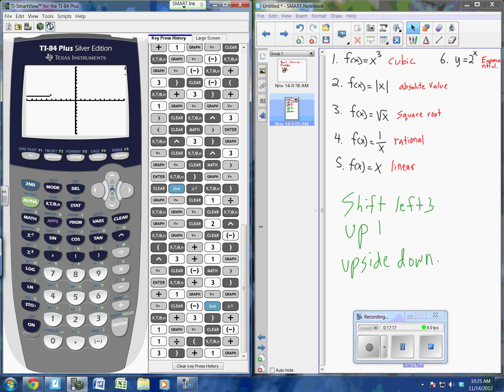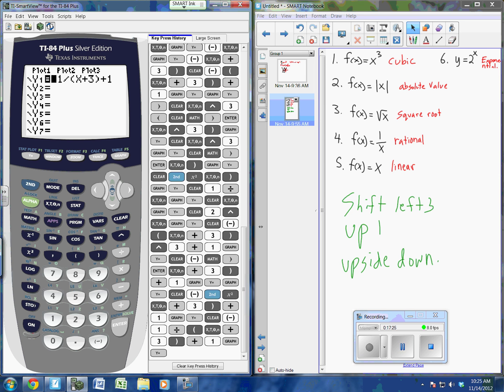Did you get this graph right here? Then you got the wrong graph. Negative 1 divided by, in parentheses, x plus 3, because you replace x with x plus 3. So anytime you replace x with x plus 3, you have to put it in parentheses. And then you add 1 to move it up. Any questions there? And that's what the graph looks like right there. That focal point moved left 3 and up 1. And you got that. Okay, any questions there?